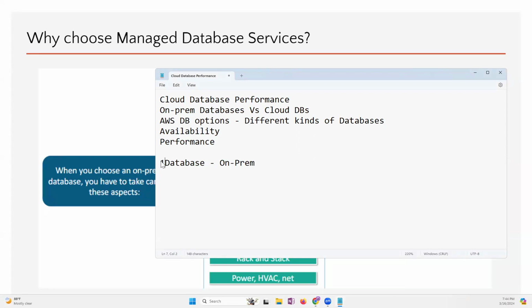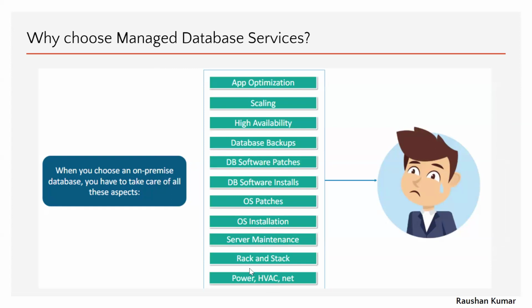The second option is that I can get the server from the cloud. So this is on-prem, and this is cloud database installation. I can get a server from the cloud, so I don't have to maintain rack and stack and HVAC. I need not worry about server maintenance, rack and stack, or OS installation, right? I don't need to worry about all these things if I get the server in the cloud to install the database. So that's the second option.